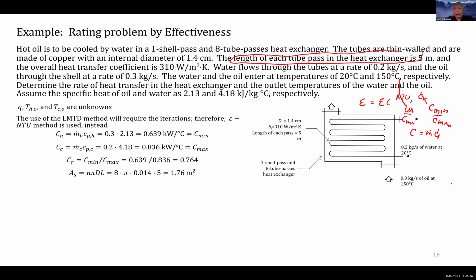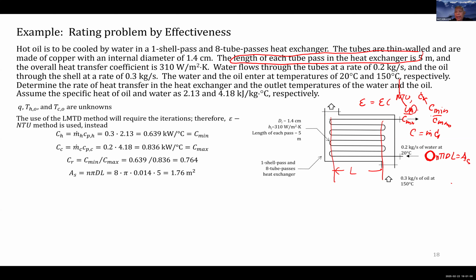In this case, L is the length of each tube pass. I specify this by L. So all the surface would be, this is the pipe, and it is a thin pipe, right? So the surface area would be the circumference, which is pi D right now, multiplied by L, and multiplied by N. N is the number of tube passes. You're going to get the AS.